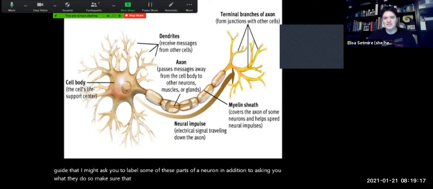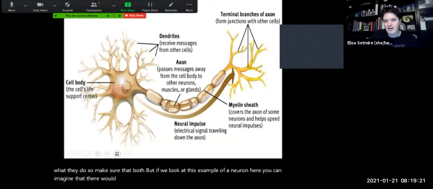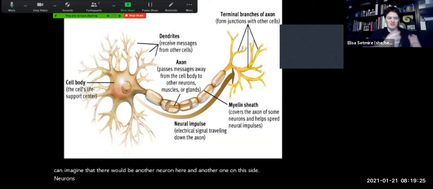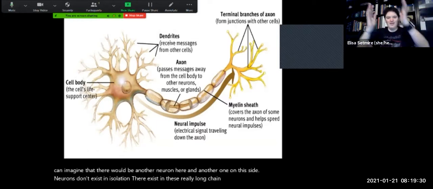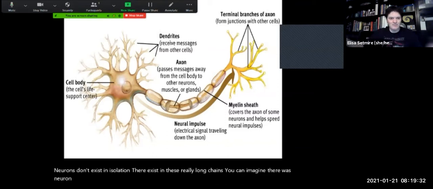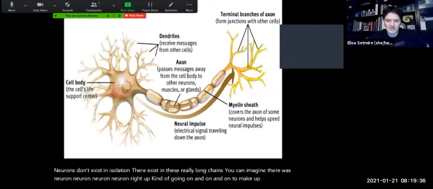If we look at this example of a neuron here, you can imagine that there would be another neuron here and another one on this side. Neurons don't exist in isolation. They exist in these really long chains. You can imagine a neuron, neuron, neuron, neuron, going on and on to make up nerves, which make up the nervous system.